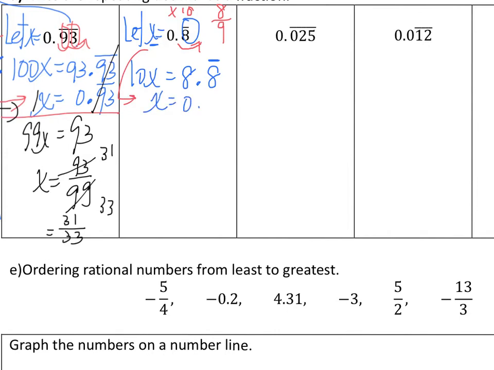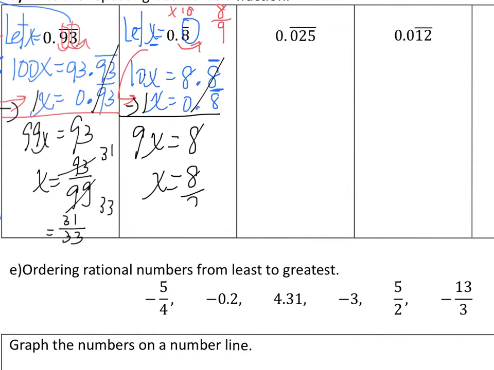X equals 0.8. Okay, and now I'm going to do some subtraction. 10 minus 1 is 9x. Okay, and this goes out, and 8 minus 0 is 8. Therefore, 8 over 9. As you can see, this 9, okay, and this 8 comes from here. Alright.